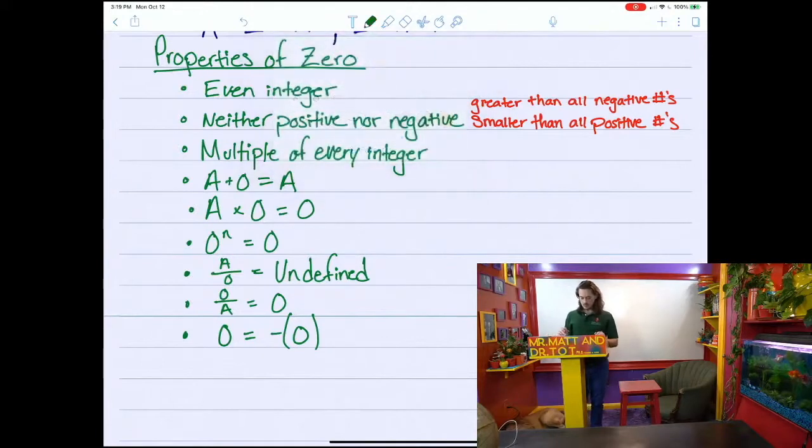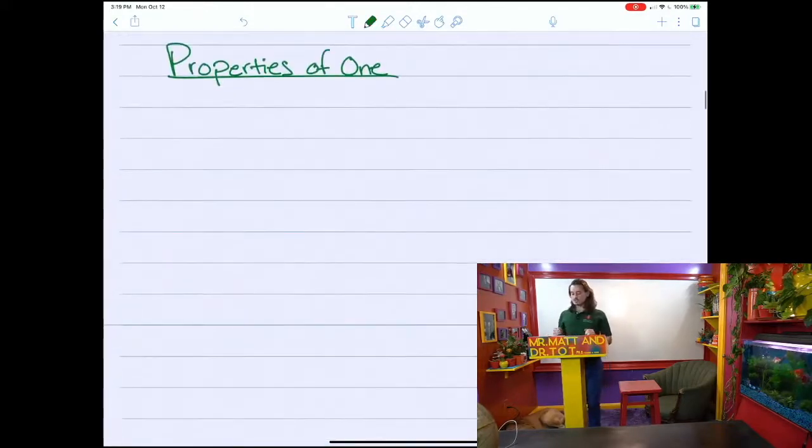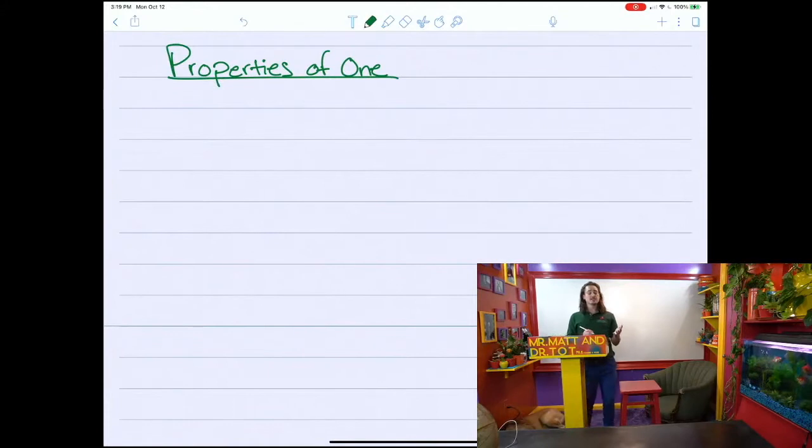Properties of 1. So 1 is unique from the identity property of multiplication, as we were talking about before. 1 times any number is going to be that same number. So that's one key that will be very relevant. So 1 times any number is always going to be equal to that number.